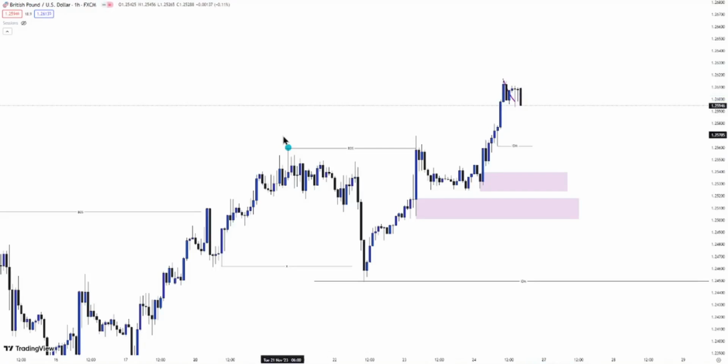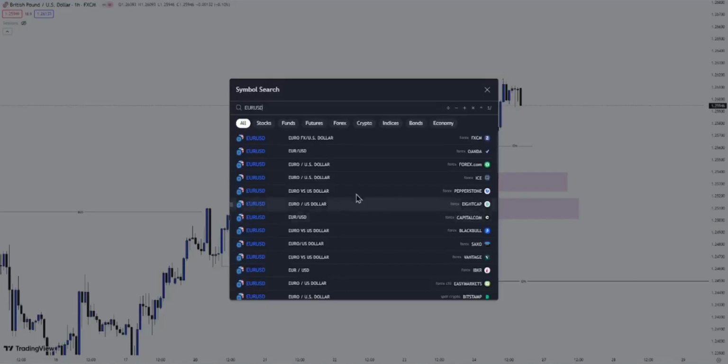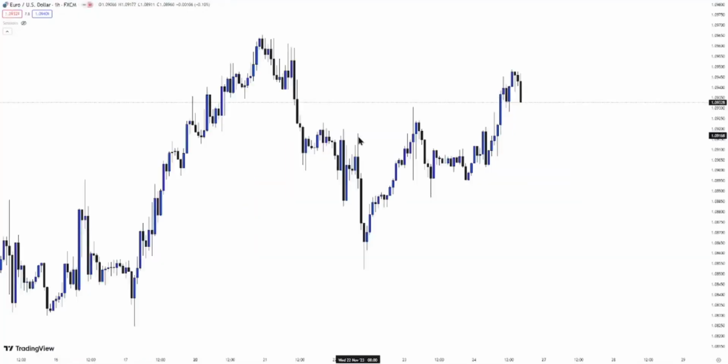So that is the picture of GBP USD, both on the daily time frame and on the 1 hour time frame. Now let's quickly go to Euro USD and see what Euro USD is doing. Now this is Euro USD.